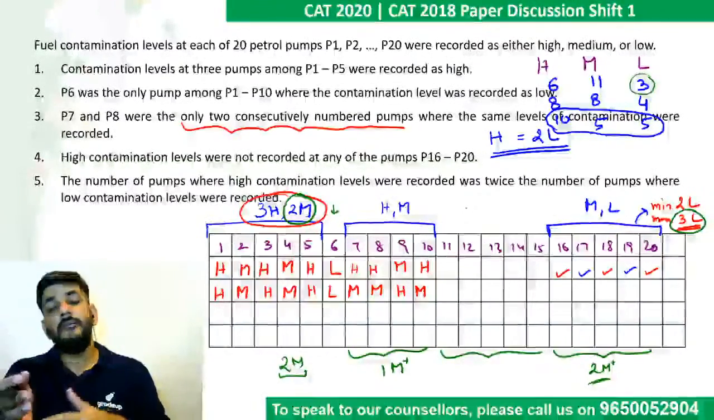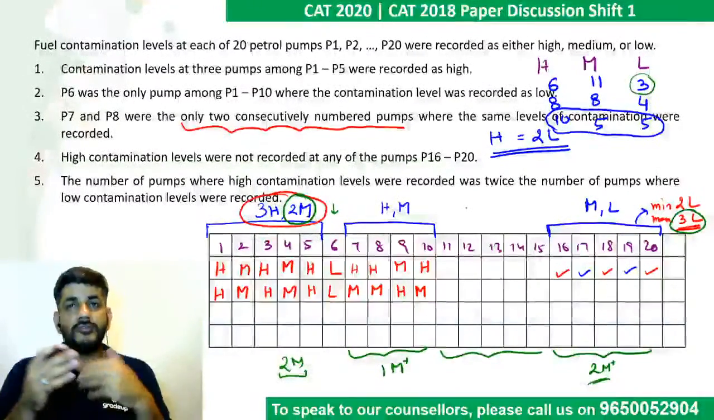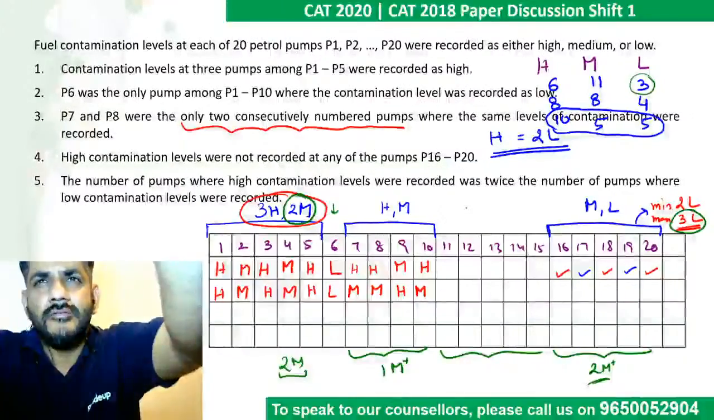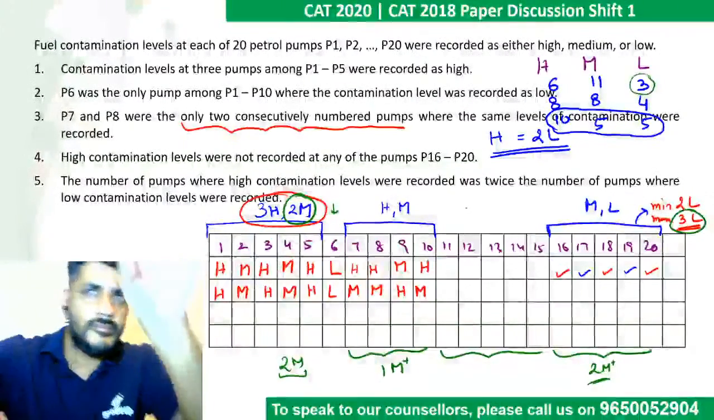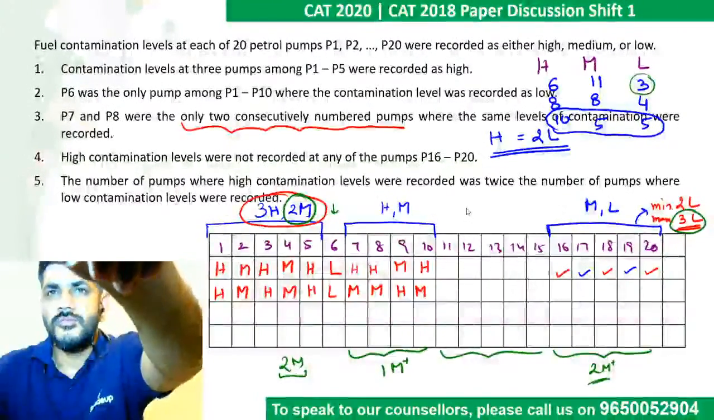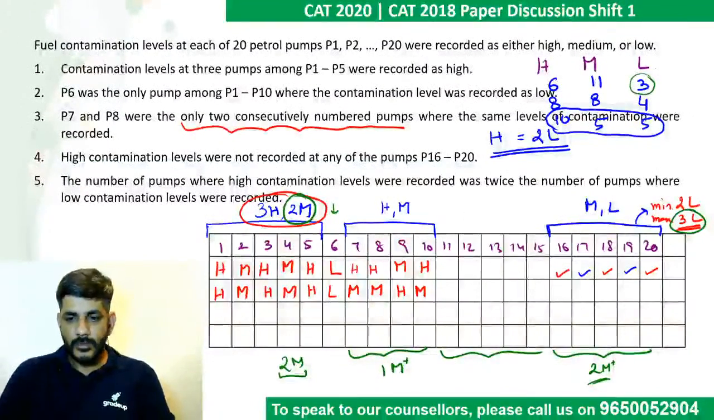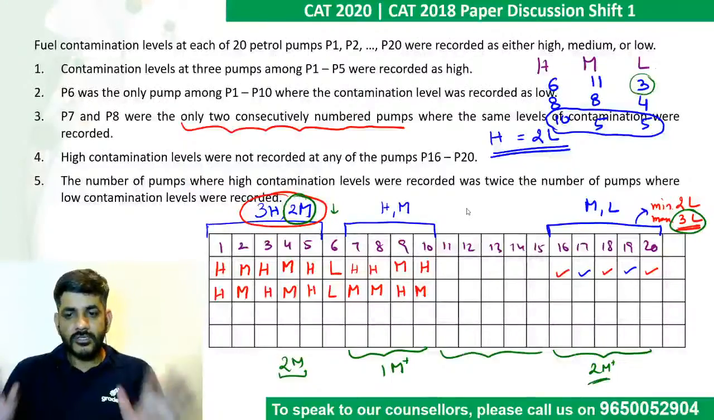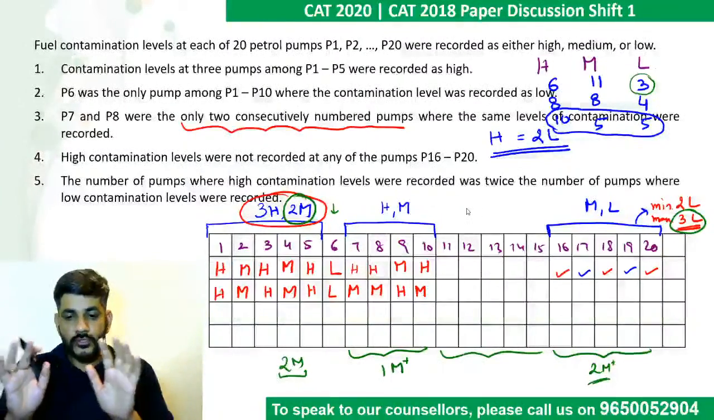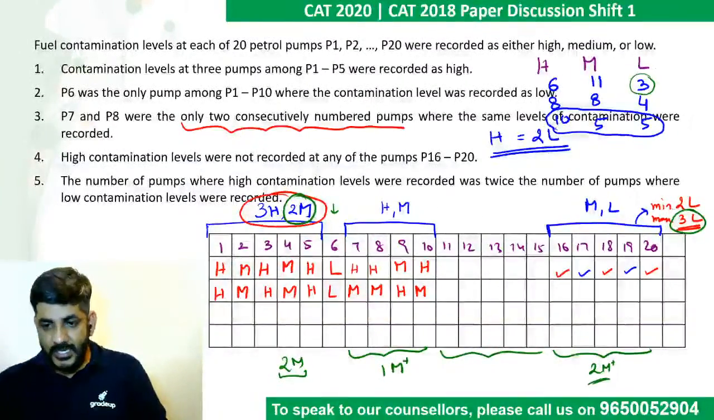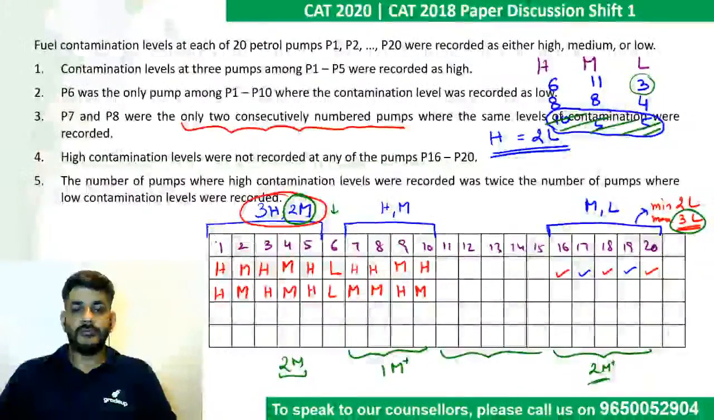Then how would I be able to make high as 12? Because if low becomes 6, they would become 12. As soon as low becomes 6, high would be 12. I hope you understood this portion, right? So therefore I can say for sure that this is not a possibility.